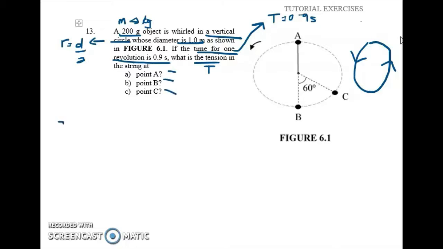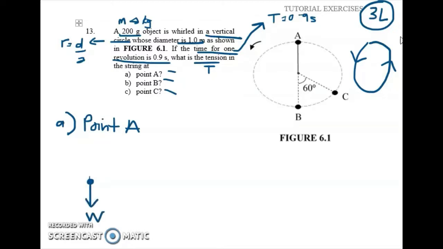So let's focus at point A first. They use the 3L step that I mentioned to you in lecture. Okay, so at point A, sketch free body diagram first. Your free body diagram will be weight moving downwards and tension also downwards, because this is your string here, and then the tension is moving out from the object along the string. Therefore, this will be the direction.